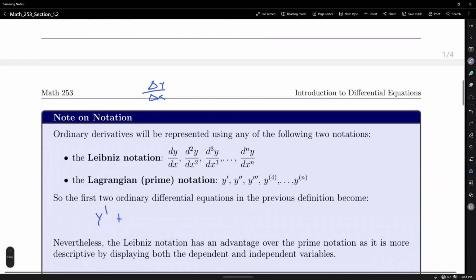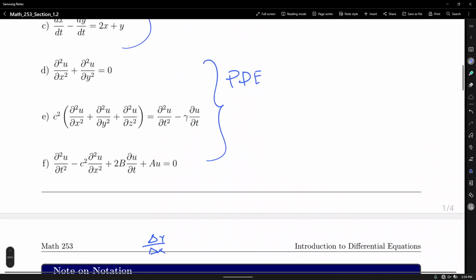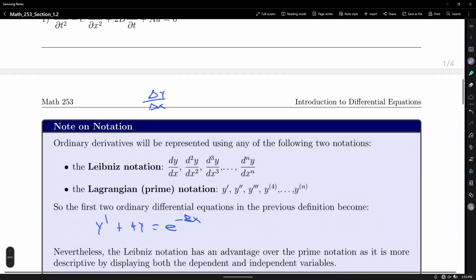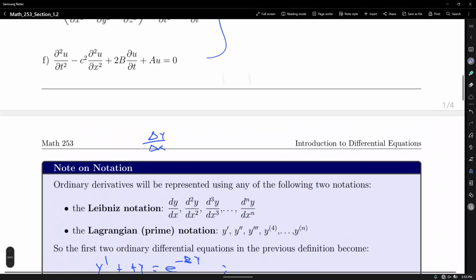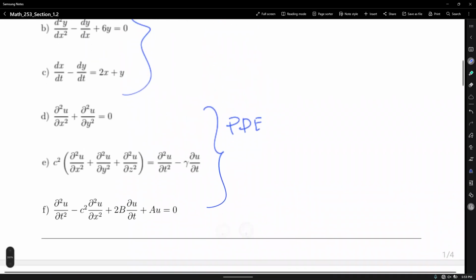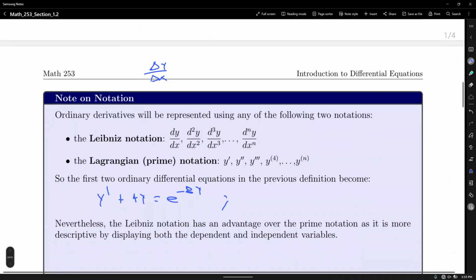4y equals e to the negative 8x, right? I believe it was. Just make sure, yeah, negative 8y, not x. Okay? And the second equation can be written like, yes, it's the same one. So y double prime minus y prime plus 6y equals 0.